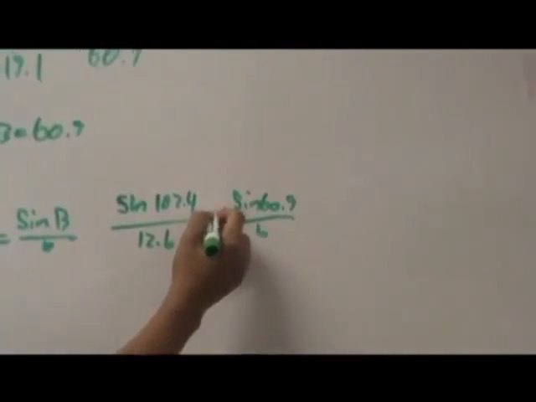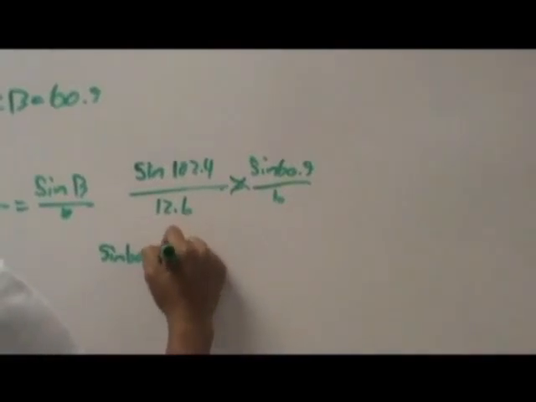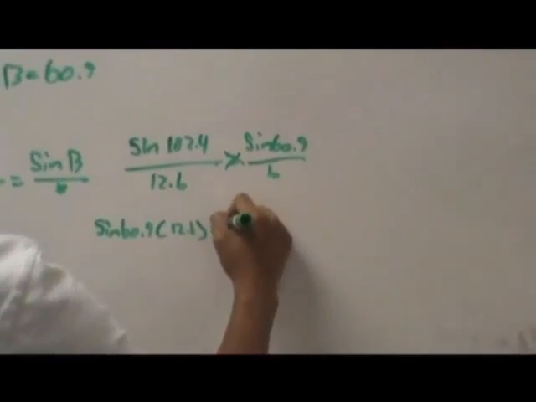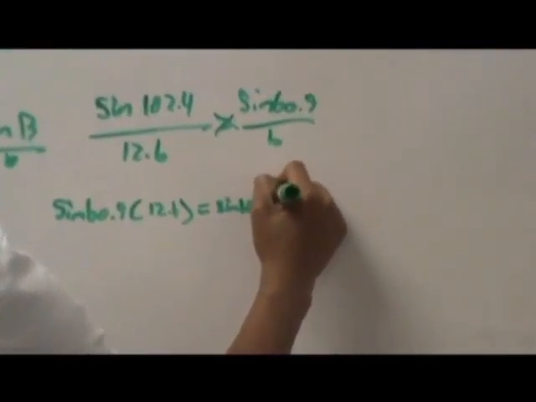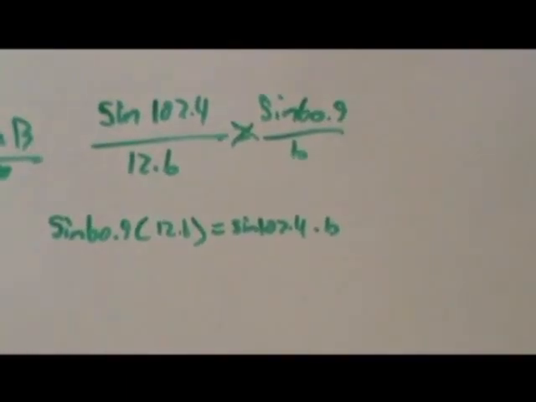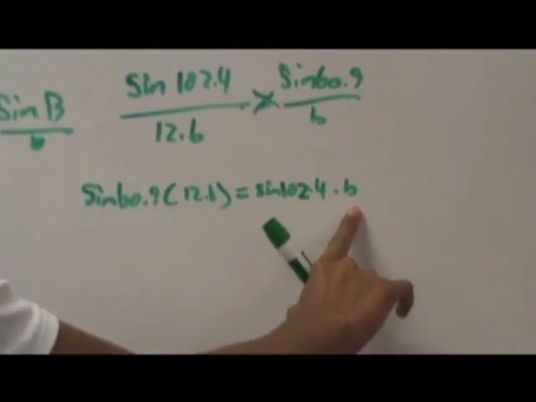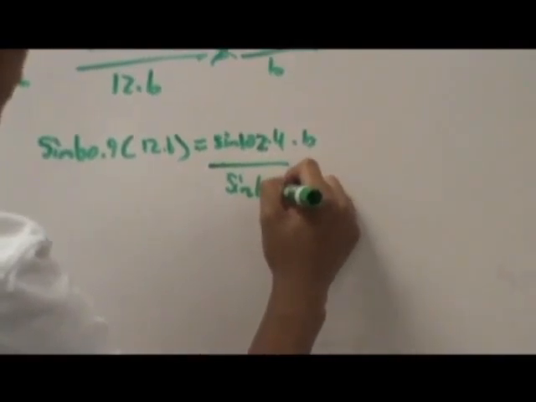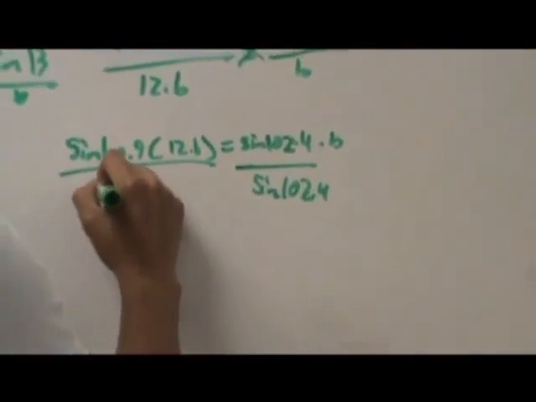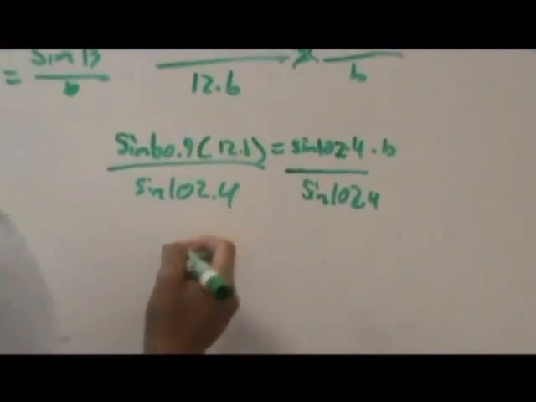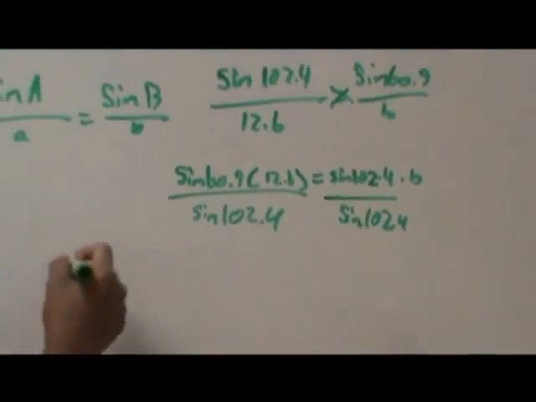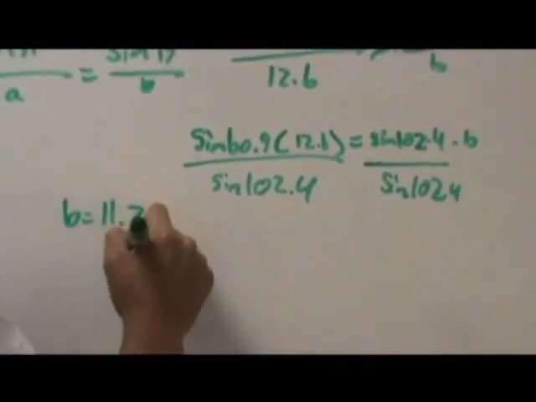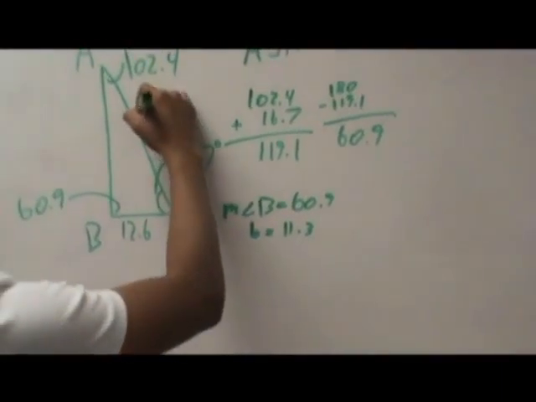So sine of 60.9 times 12.6 equal to sine of 102.4 times b. Alright, in order to find side B, you have to divide the sine of 102.4 to both sides. And you have to plug this into a calculator to find side B. And B will give you 11.3. So 11.3 would be your side.